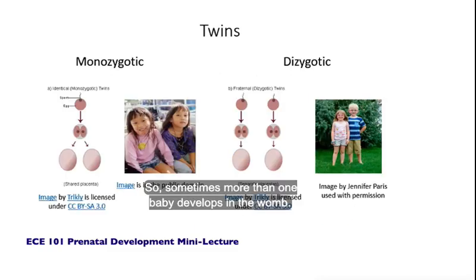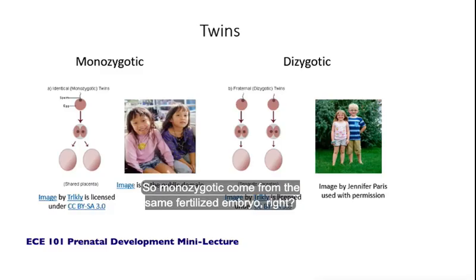So sometimes more than one baby develops in the womb. We're going to limit it to just twins, but you could also expand this to triplets, quadruplets, quintuplets, sextuplets, and beyond. But there's 2 types of multiples. We'll call them twins in this instance.